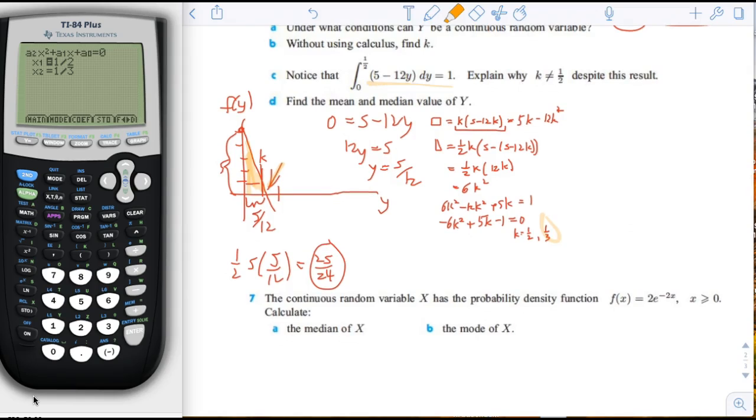Notice that this integral here equals 1. Explain why k is not equal to 1/2 despite this result. Okay, this is getting back to what we just talked about. So k equals 1/2 would be this case here, where you would have a positive area here. And do you see how k is 1/2 would be there, okay? And this intersection here would be 5/12, which is slightly less than 1/2, right?